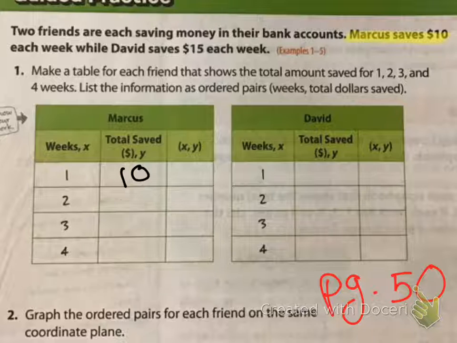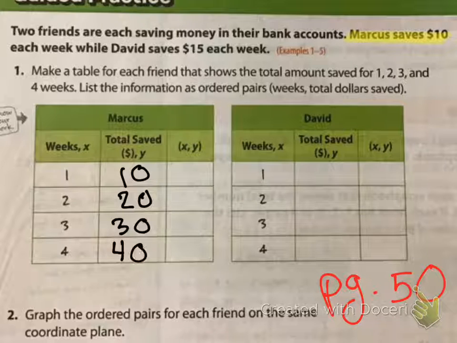What about the next week for number 2? For when X is 2, what do I put for Y? Michelle? 20. Why don't I just put another 10? He only saves $10 each week. Why don't I just put another 10, Fernando? Exactly. It's cumulative. And that means that as we're going up with X, we're also going up with Y. So, as you know, the next one would be 30. The next one's 40. What about for David? What does David do, Anita?